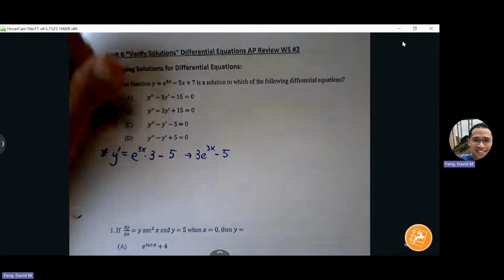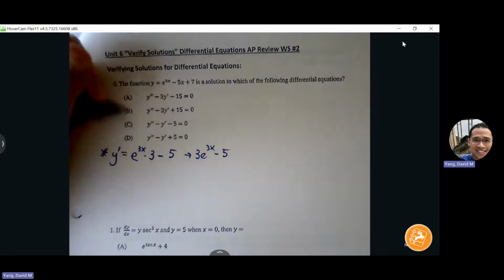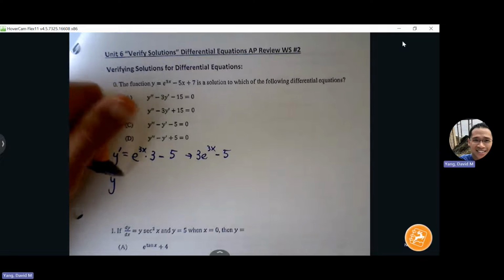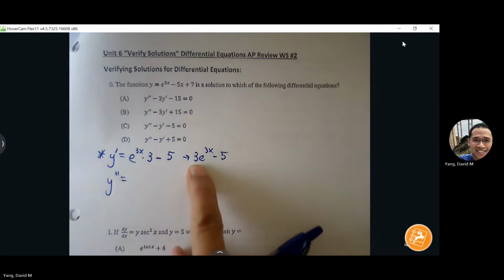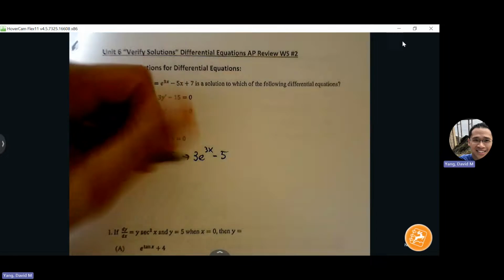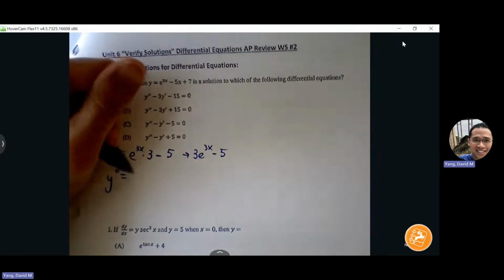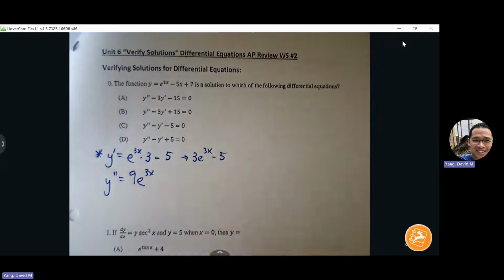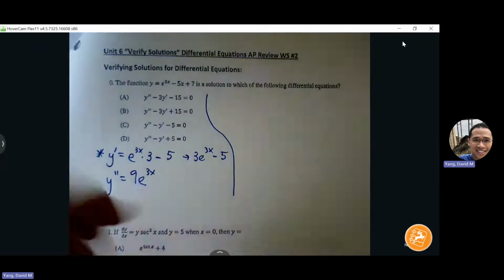Okay, so I can use that to substitute and see if I can plug in and get to that choice. What's y double prime going to be? What's the second derivative off of this? Yeah, 3e to the 3x times 3, which is 9. So I have another coefficient that comes out of it. So 9e to the 3x. What happens to the 5? It goes to 0.